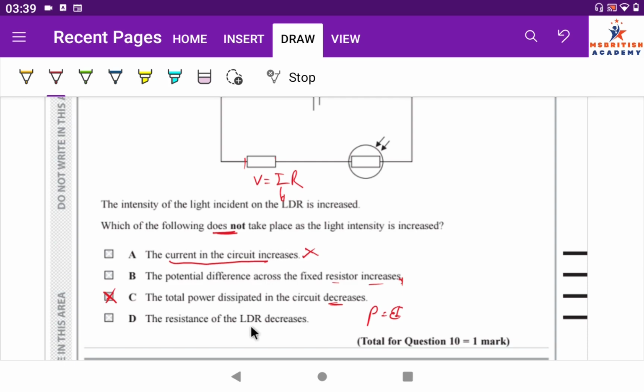Now the resistance of the LDR decreases. Yes, as it will release more electrons, it will behave like a metal, and metals have less resistance. So the resistance of the LDR decreases. So this is also a right statement. So I hope you have understood.